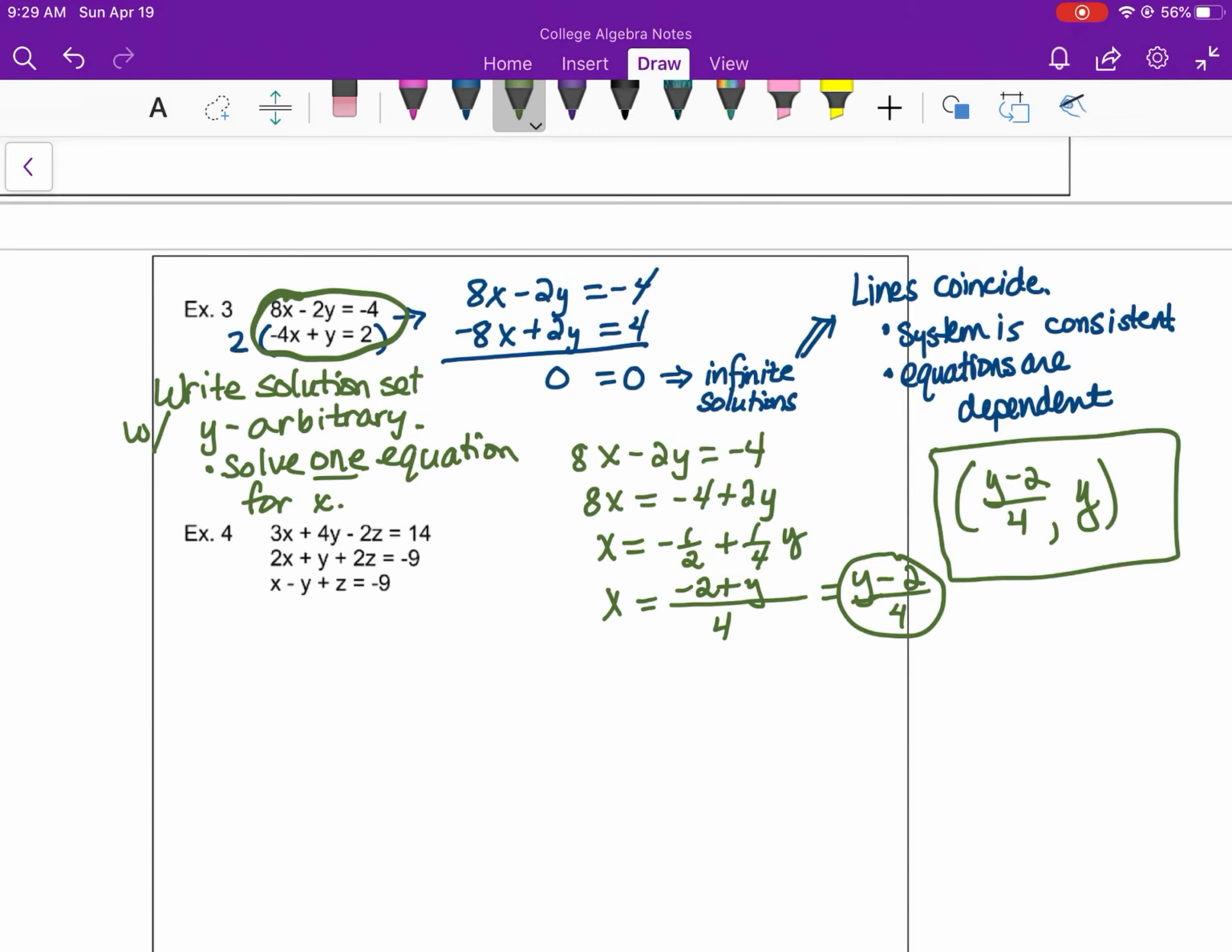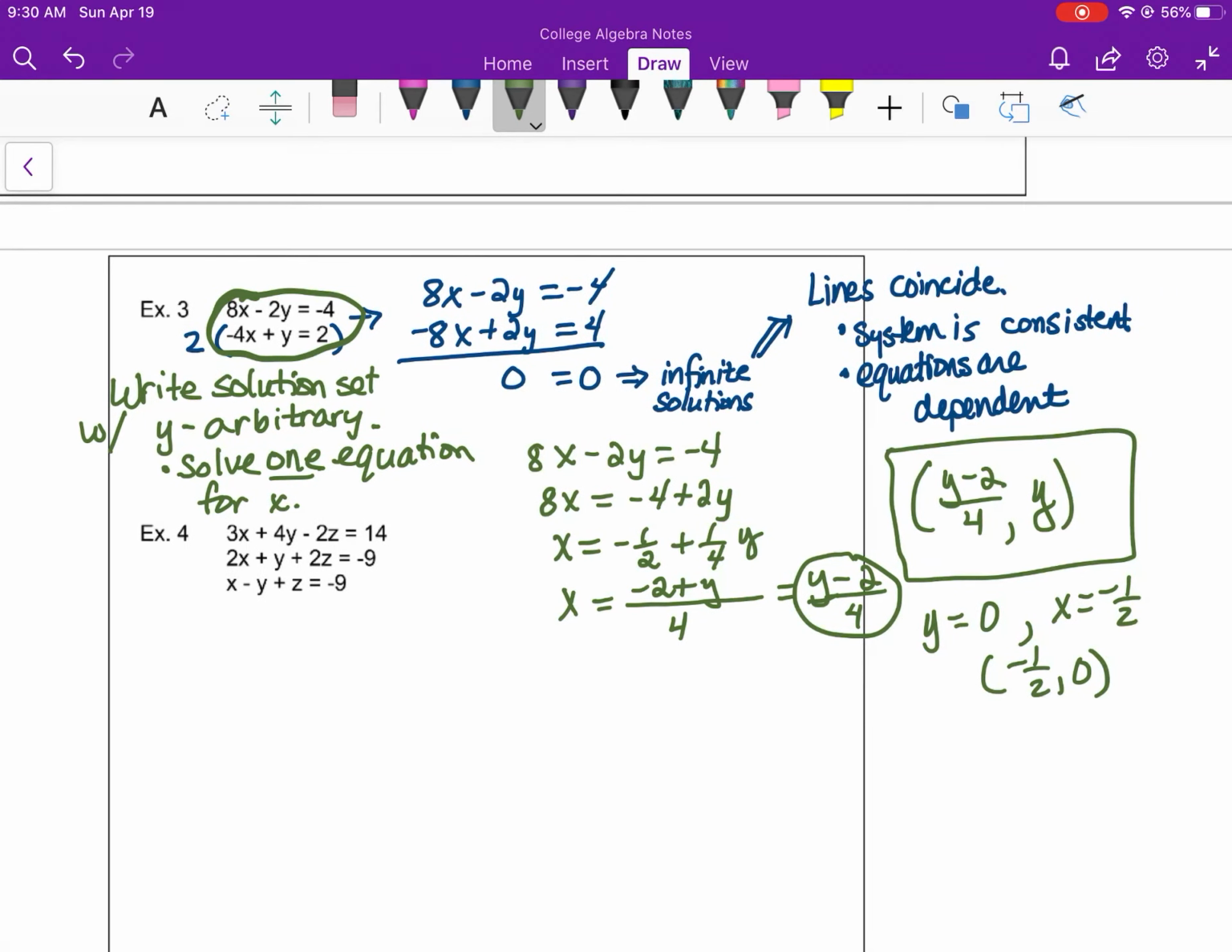So if I say, okay, y is 0, then my x would be -1/2. So (-1/2, 0) is a point on the line. If y is 1, then my x would be -1/4. So there's another ordered pair on the line. So you choose y, you find x, and you can do that infinite times. So this is just a formula, a way to write infinite answers with the y arbitrary.